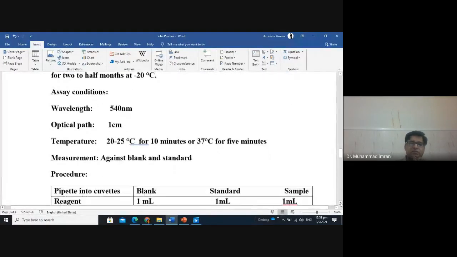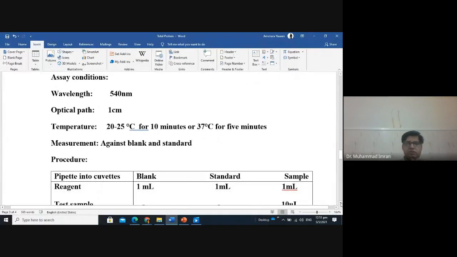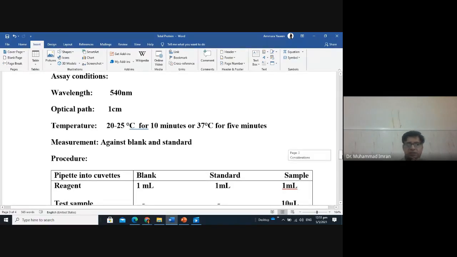Assay condition: you have to set the wavelength of the spectrophotometer or serum chemistry analyzer at 540 nanometer and an optical path length of 1 centimeter, temperature around 25 degrees centigrade for 10-minute incubation and 37 degrees centigrade for 5-minute incubation. Measurement is against the blank and standard.